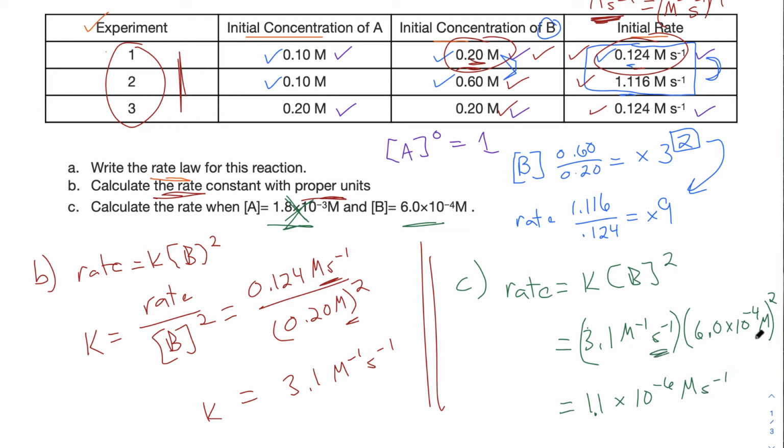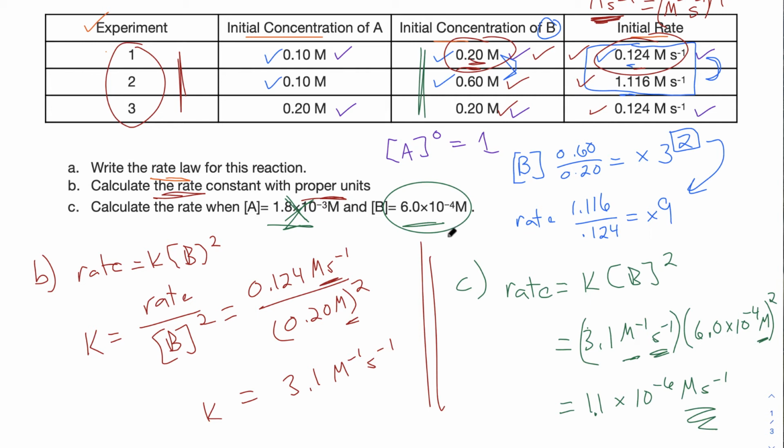Right? And then when I evaluate all the units associated with K and then the square of the molarity, I do come up with molarity per second as expected. And it's not a bad thing to sort of pause and ask yourself, well, does this make sense? Okay. And it does.